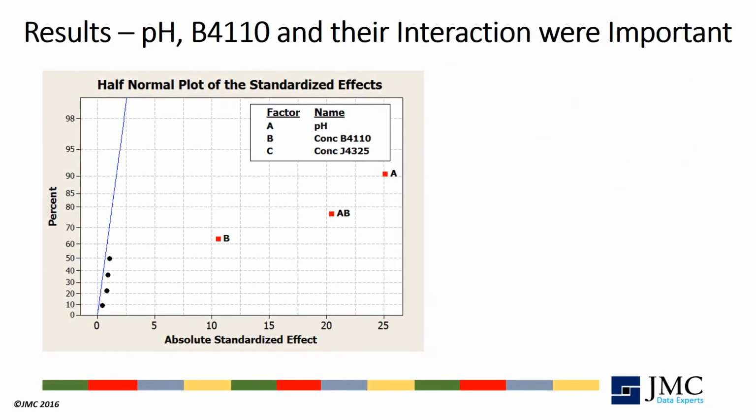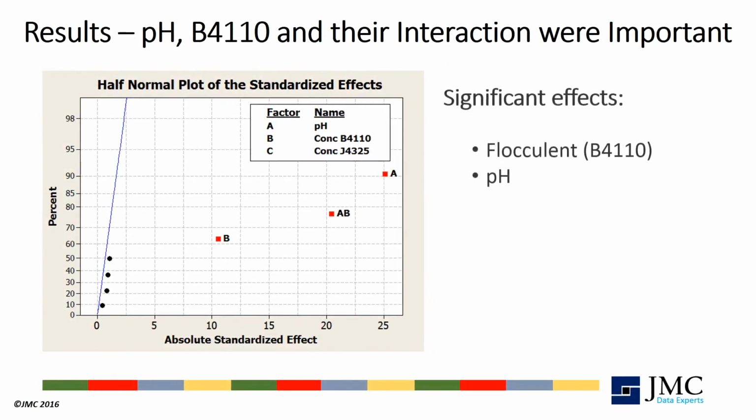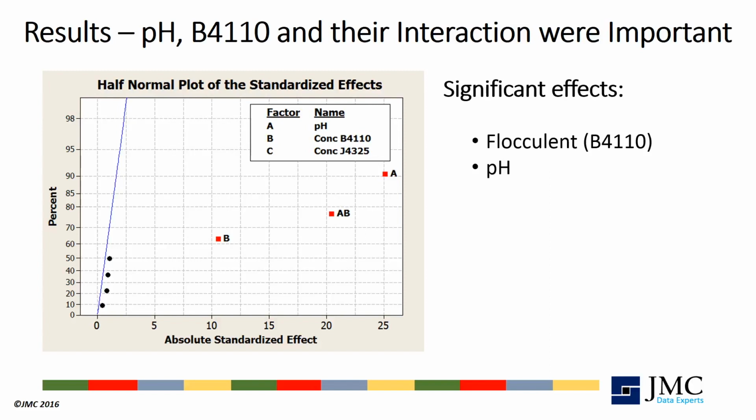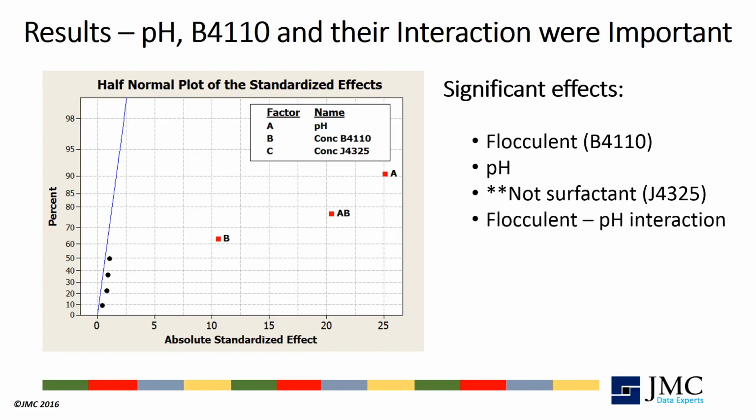The results were surprising, but not uncommon. The half-normal plot of effects shows that only the pH and the flocculant had a significant effect on turbidity, but the surfactant did not. We say not uncommon because the pH by 4110 interaction was key. One of the strongest reasons for using factorial designs is that they discover predictor variable interactions that have a major impact on the response.